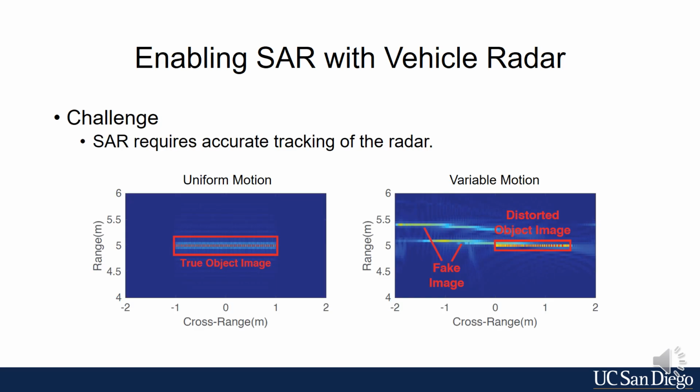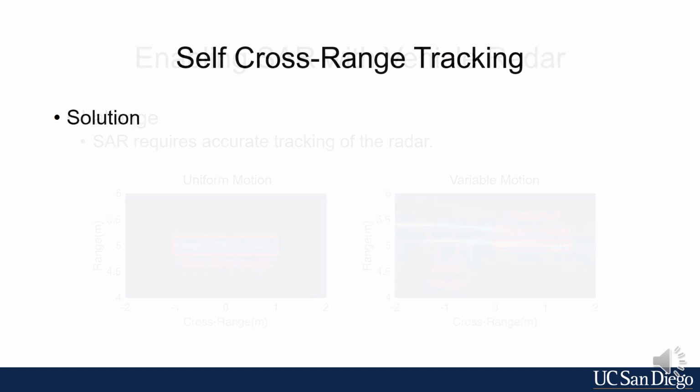The first challenge is that SAR requires accurate tracking of the radar. The figures below show two cases where the radar moves along the cross-range direction at a constant speed and an accelerating speed. Without knowledge of the radar's location, the image of the object can be highly distorted. To solve this challenge, we propose a self-cross-range tracking method.